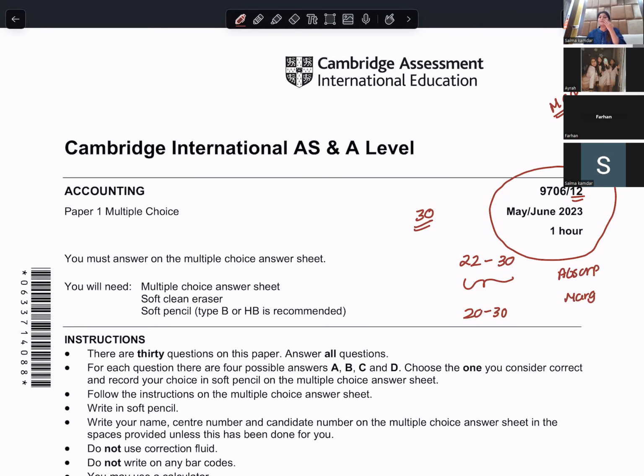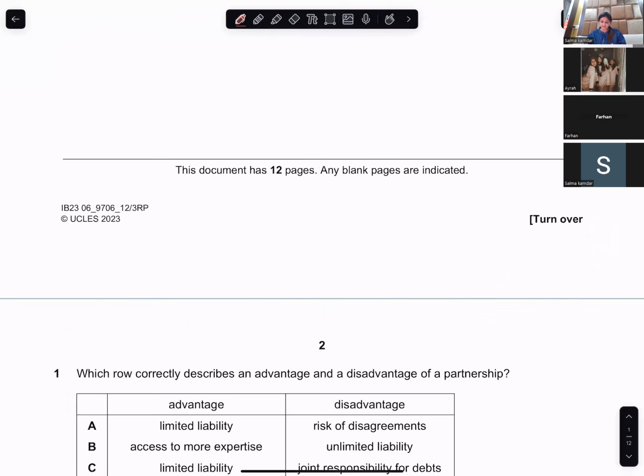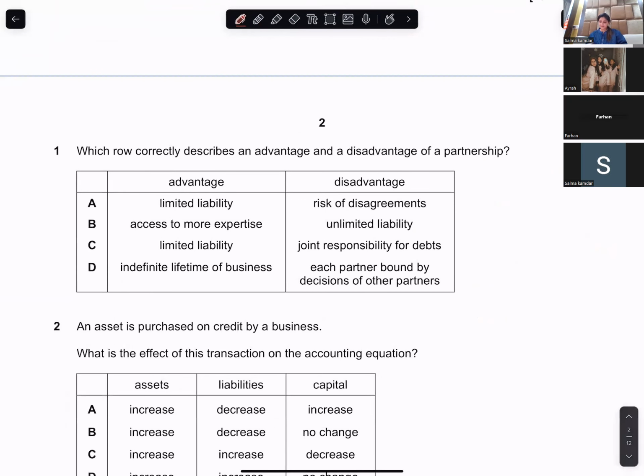And 1 to 20 would be based on your normal concepts. 15 to 21 or 20 would be based on limited companies and ratios. So you need to be through with your entire syllabus when you're doing the MCQ papers. It gives you a revision of the entire thing. Okay. Farhan, please read.